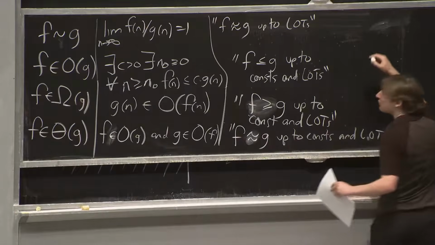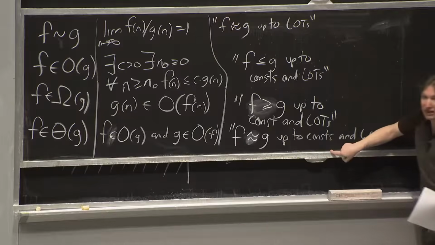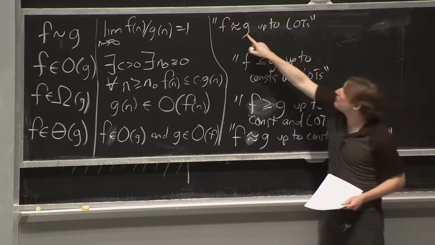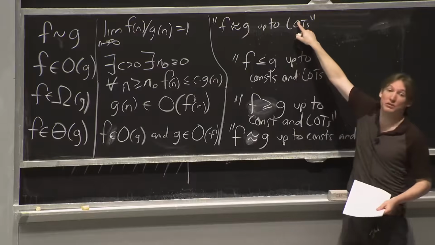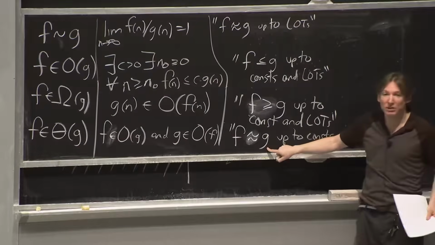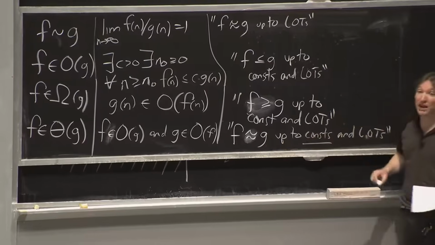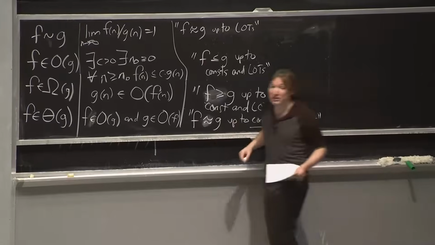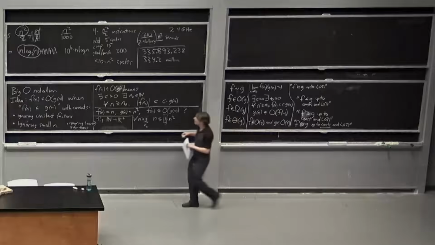And I want to call attention to this first one versus this last one. Asymptotic equivalence said that f and g were roughly equal up to lower order terms. Theta says that f and g are approximately equal up to constant factors and lower order terms. Theta is more permissive than tilde.